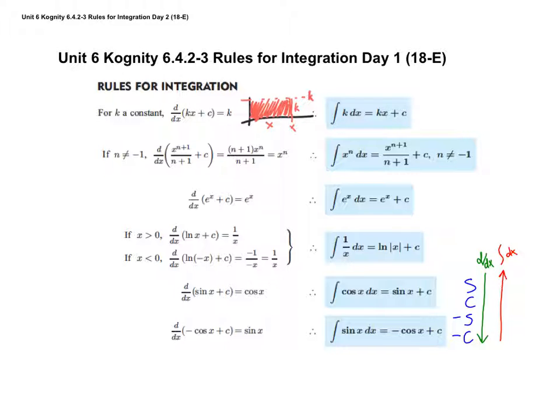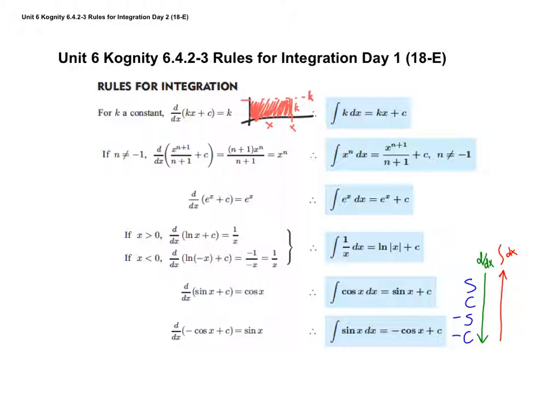Okay? Now, the next rule, the power rule. What about the C? For the power rule, we always have a plus c. We always have a plus c. Notice here there's a stipulation, and that is, as long as n is not equal to -1.